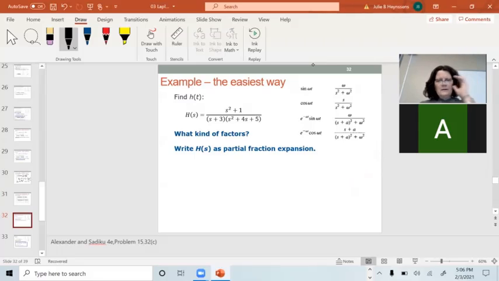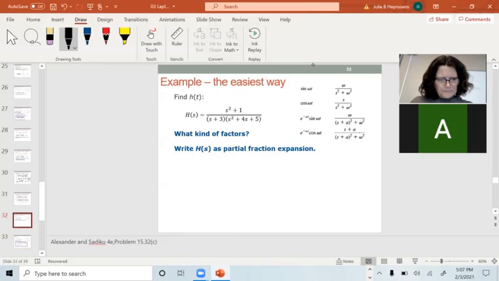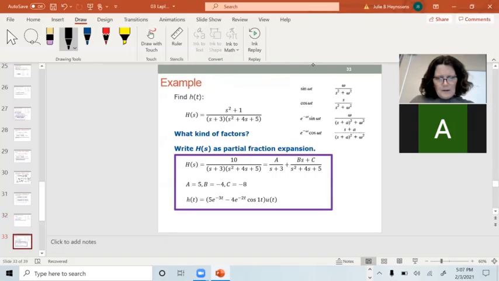Now, a lot of rigmarole in here. How many more of these do I have? Okay.